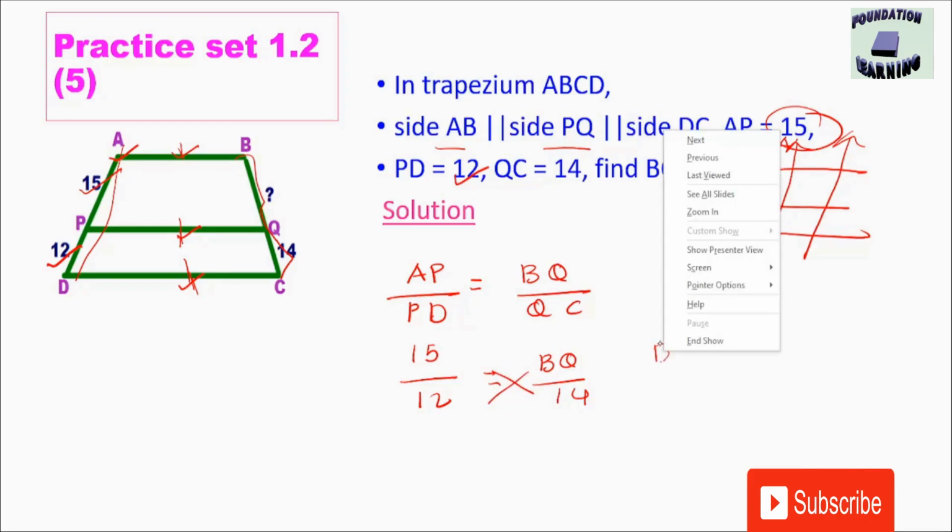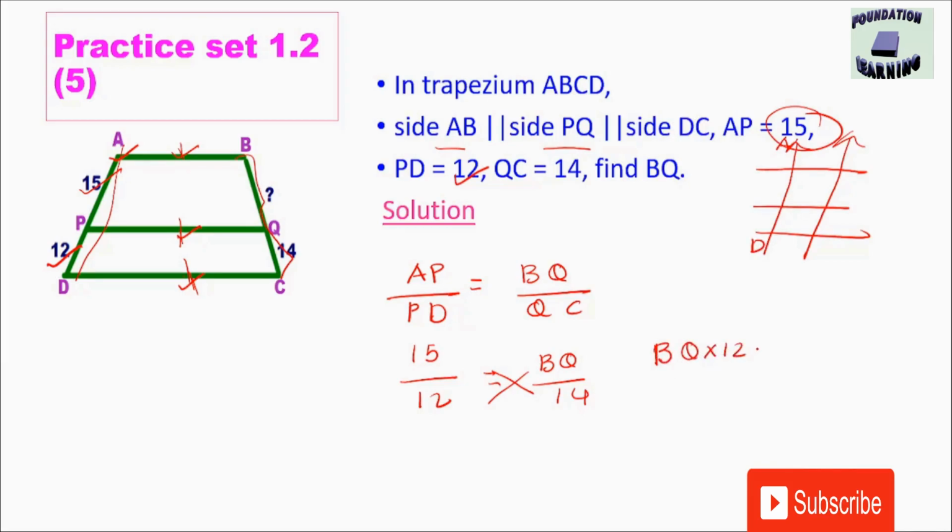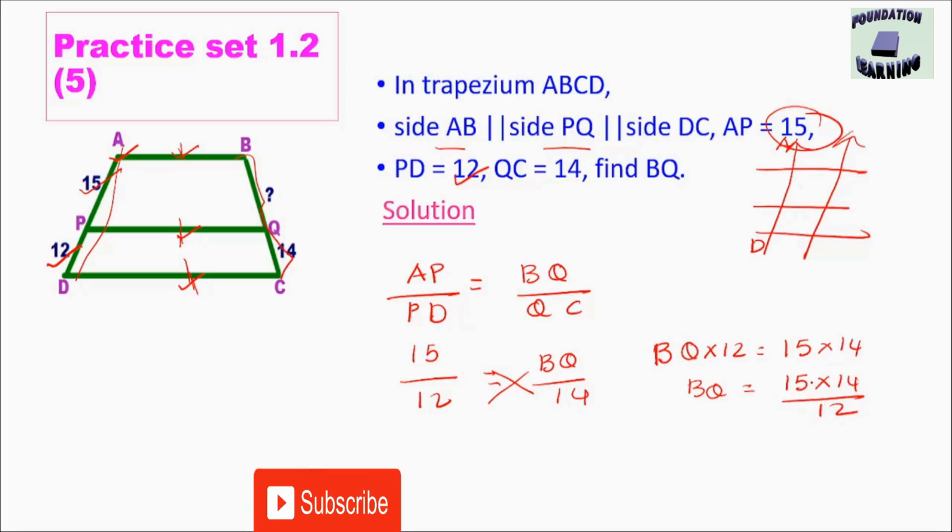So BQ into 12 will be equal to 15 into 14. So BQ is equal to 15 into 14 upon 12. Cancellation, we can go in 3. 3 4s are 12, 3 5s are 15. 2 2s are 4, 2 7s are 14. Now we got 35 upon 2. Now we'll divide 35 by 2.